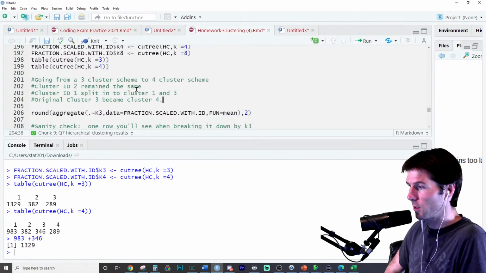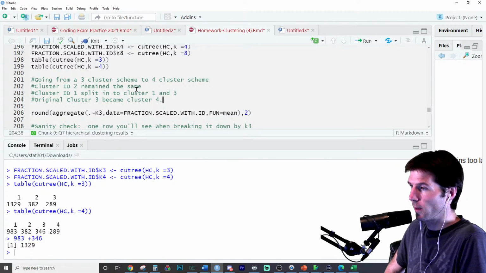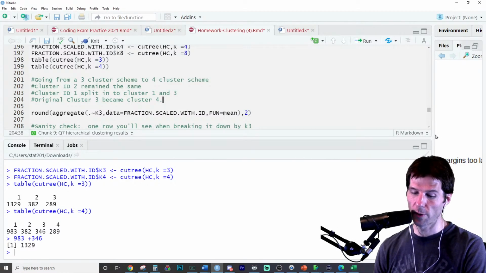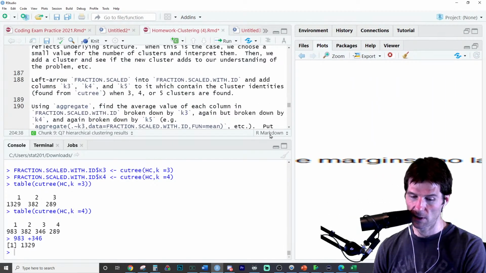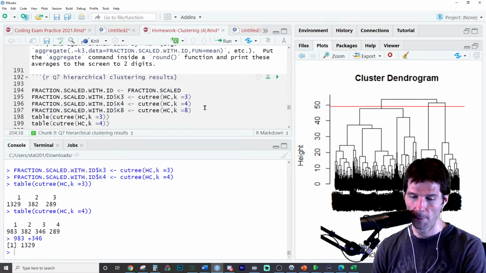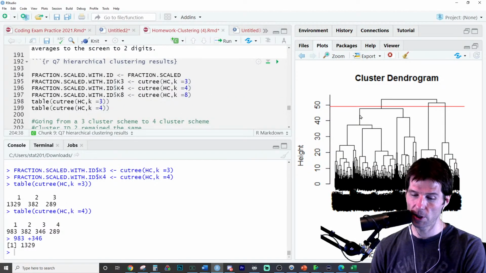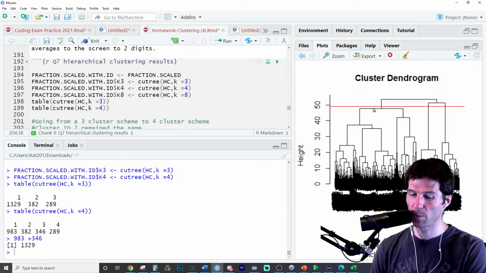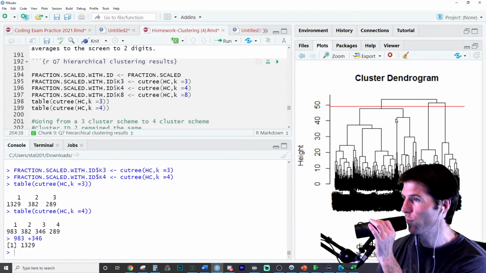Does that make sense right here? This is good practice to see what's going on, and this goes from the dendrogram right here. I think this is still the same dendrogram. You can see it right here. Here's 3 clusters, and here's 4 clusters. You can see 2 clusters remaining the same, and then this one gets split apart. If you go from 3 to 4, it's splitting this apart right here. Does that visual help?